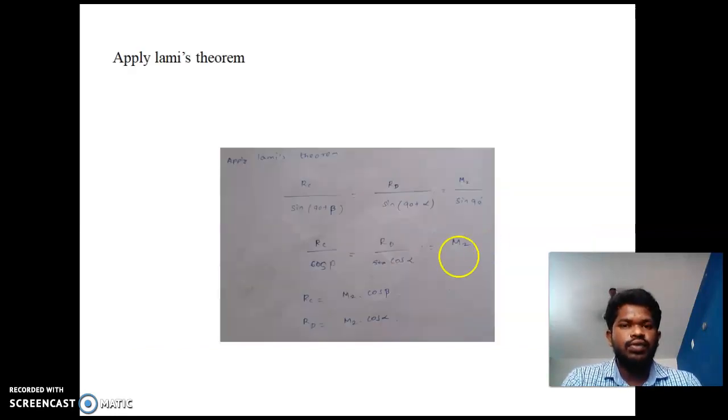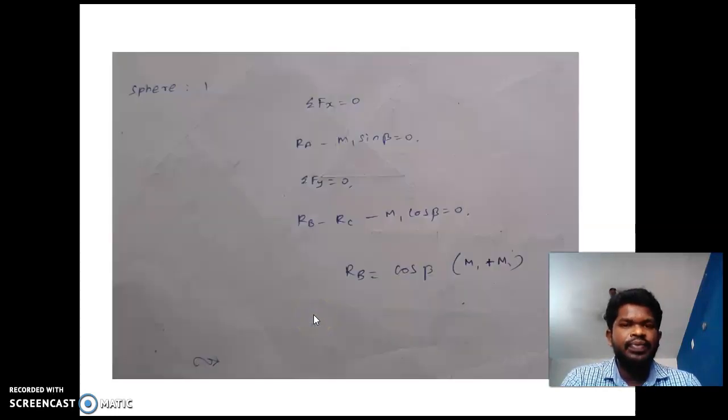So first, for sphere 2 we apply Lami's theorem. RC is proportional to the sine of the angle between the other two forces. RD is proportional to the sine of the angle between the other two forces. M2, the weight, is likewise proportional to the sine of the angle between the other two forces. We simplify the terms and find RC and RD.